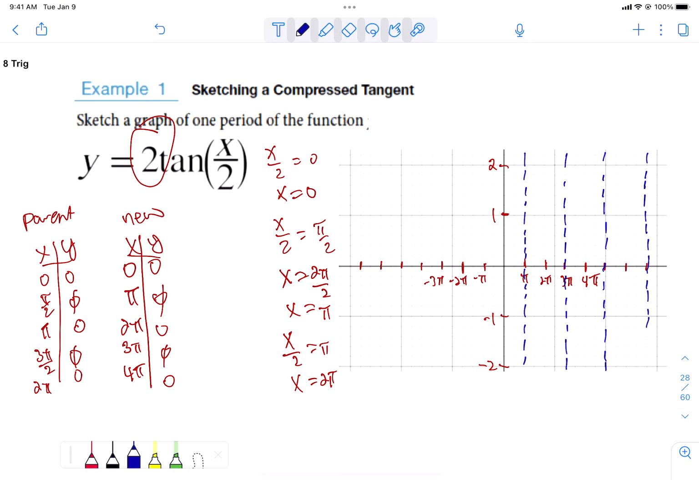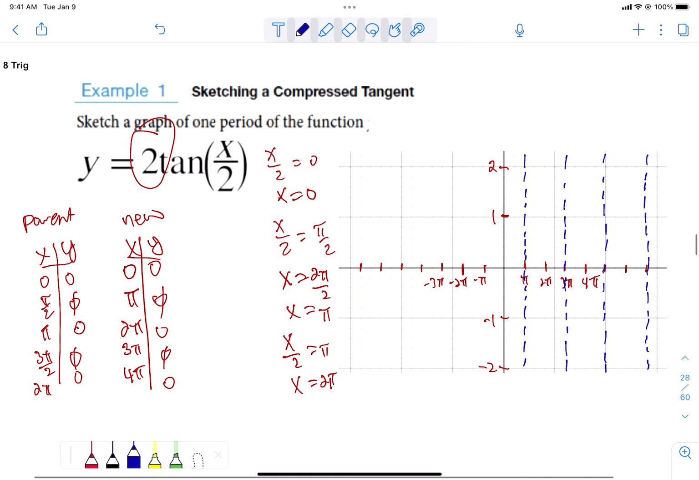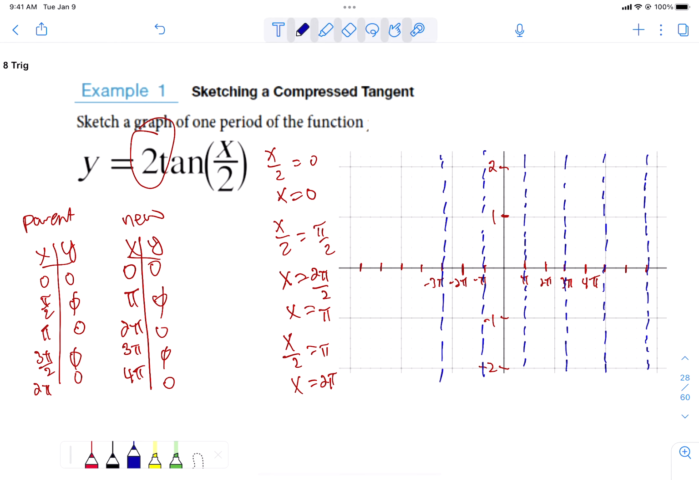They are always equidistant apart. So if we go to the left, there's going to be one at negative pi, at negative 3 pi, at negative 5 pi, at negative 7. After I put on my asymptotes, then I put on my zeros, which are always halfway between the asymptotes. 0, 0, 0, 0, 0, 0, 0.